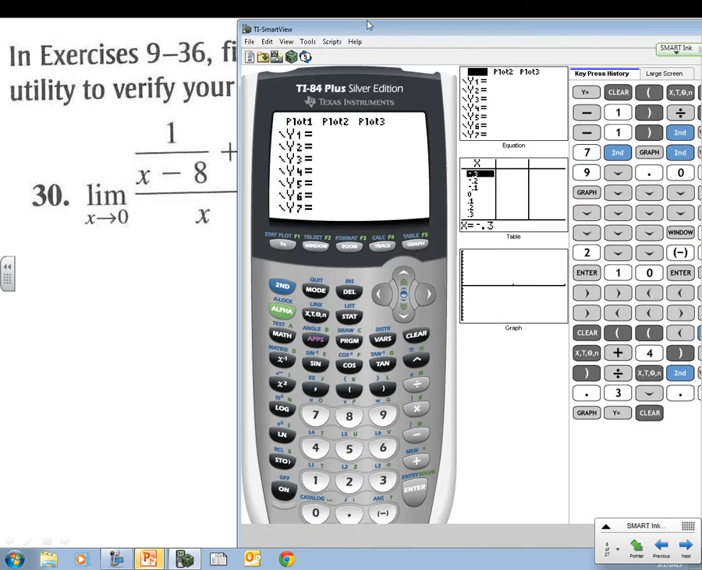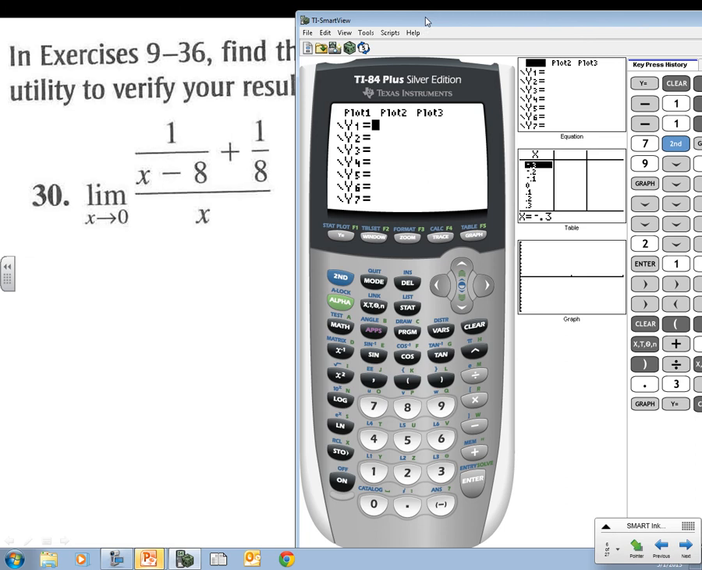So we've got 1, move this over so we can see both. Parentheses for the entire numerator, parentheses for the first fraction, 1 divided by, parentheses for the x minus 8. Close that, and then close the first fraction. Plus 1/8. Close that, and then close the numerator. All over x. There we go.